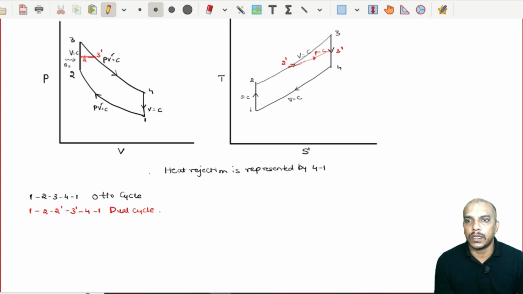Now, therefore, heat supplied will be different for these cycles, because heat supplied is represented by what? 2 to 3 represents heat supplied in Otto cycle, 2, 2 dash, 3 dash represents heat supplied in dual cycle. We can write that as well. So, we can extend this line just for the sake of measuring heat addition. Let us call this as 5 and 6.